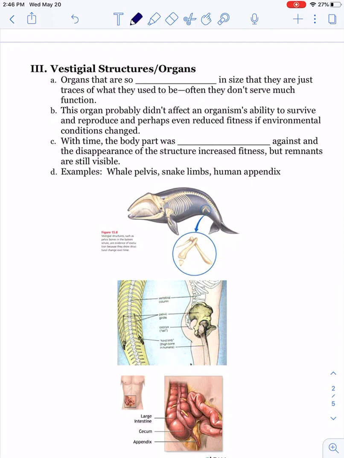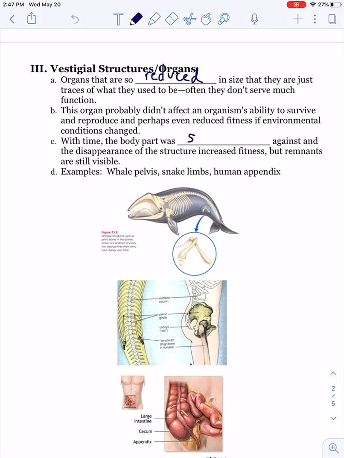The third evidence item that helps to support evolution are vestigial structures. Vestigial structures are organs that are so reduced in size that they are just traces of what they used to be. They no longer serve much of a function for the organism. That body part probably served a larger function in an ancient form of the organism. But in modern times, because of environmental changes and selection pressures, the organism lost that body part or lost the ability to use it because of changes in the environment.